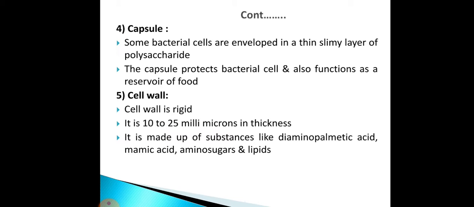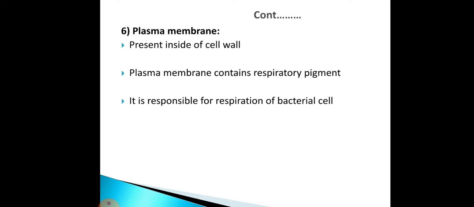It is made up of substances like diaminopimelic acid, muramic acid, amino sugars and lipids. Then the sixth one is the plasma membrane. It is present inside the cell wall. The plasma membrane contains respiratory pigment. It is responsible for respiration of the bacterial cell.